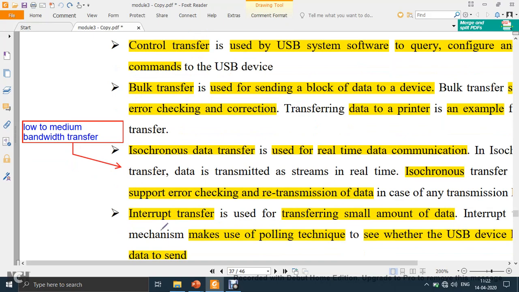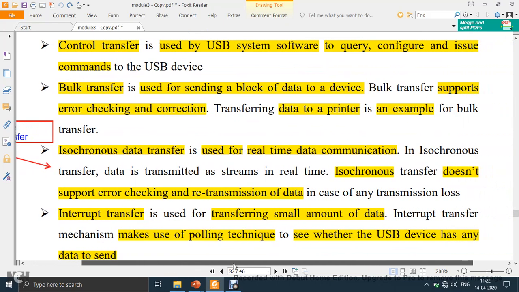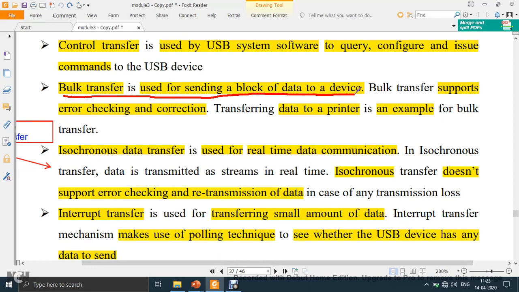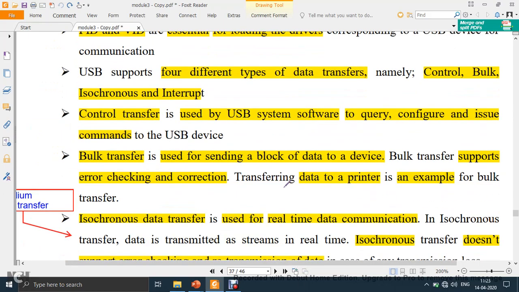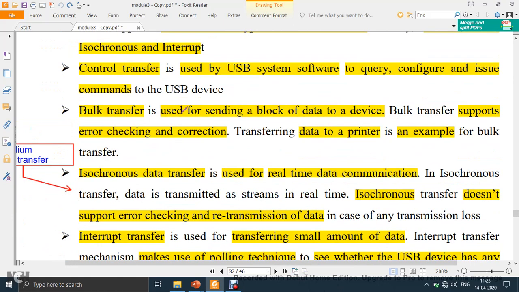Next comes bulk transfer, which is what the majority of us use. Whenever you copy something to a USB or from a USB device, bulk transfer is used for sending blocks of data to a device. It supports error checking and correction as well. An example is data transfer to a printer. This is the most commonly used type of communication.